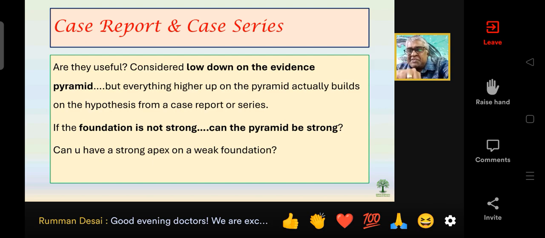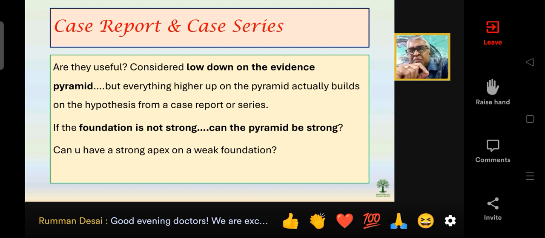And the key point is, if the foundation is not strong, the pyramid cannot be strong. If the foundation that is setting out the hypothesis is not strong, if the initial observation of the case is not strong, then everything after that is not going to be strong. It cannot be strong.